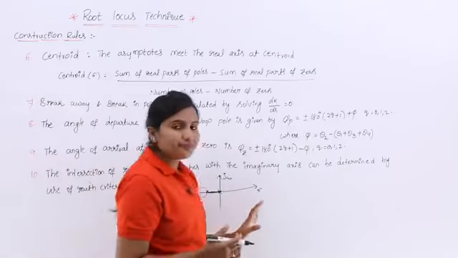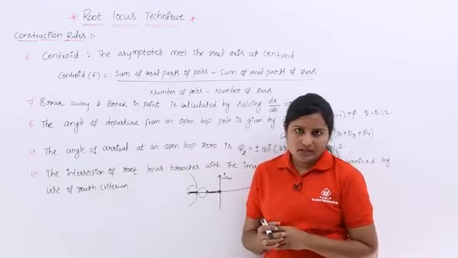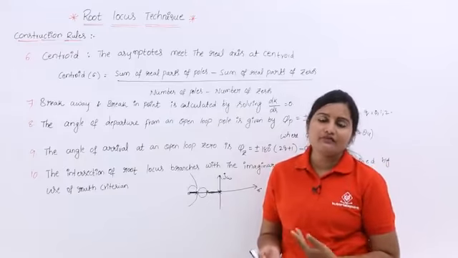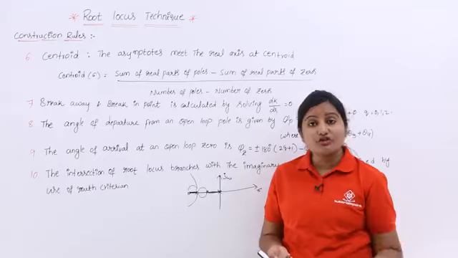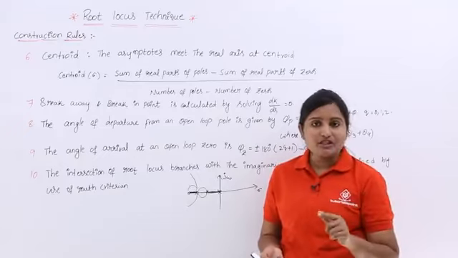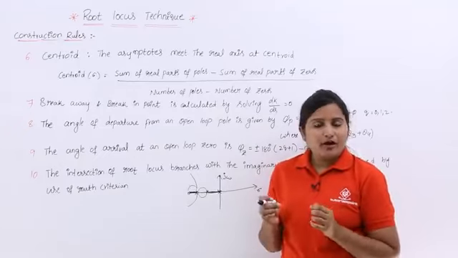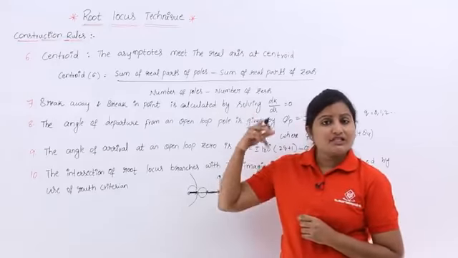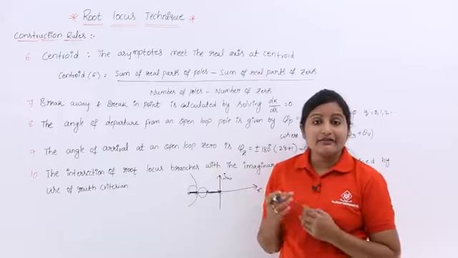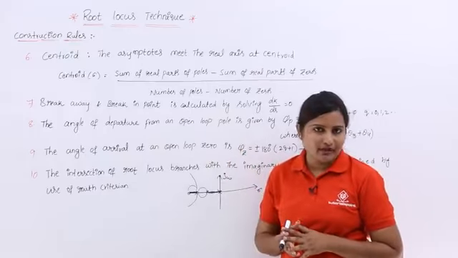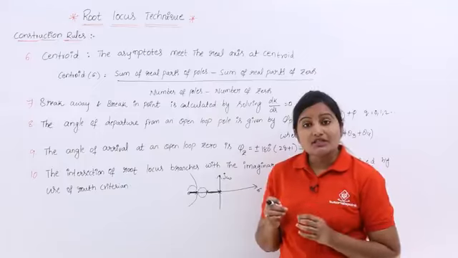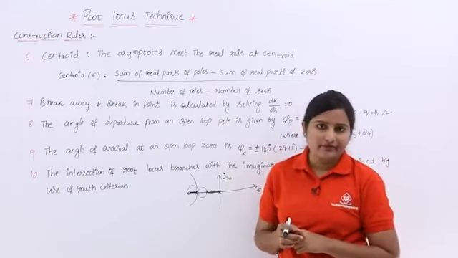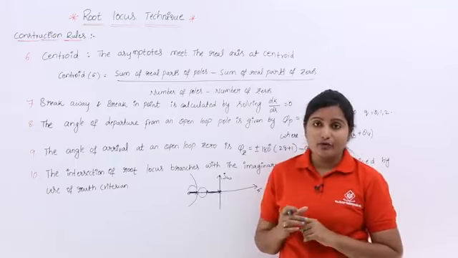Coming to poles and zeros, if poles are greater than zeros, then the branches will terminate at infinity. If zeros are greater than poles, branches will start at infinity. And one more important point: if a branch is terminating at infinity, then we can say a zero is there at infinity. If a branch is starting at infinity, that means a pole is there at infinity. So those are very important points.